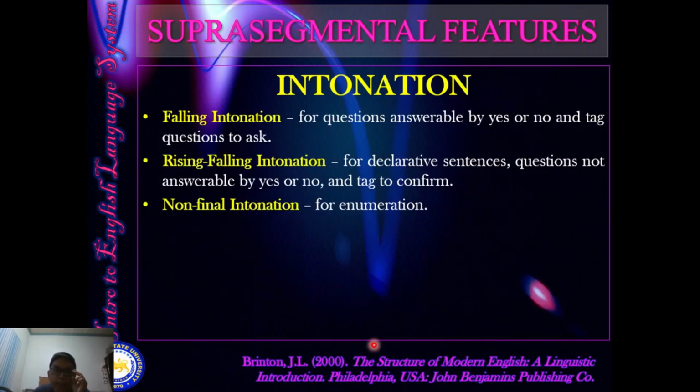Now, we have the falling intonation, the rising falling intonation, and the non-final intonation. For the falling, it's for questions answerable by yes or no, and tag questions to ask. But the rising falling intonation is for declarative sentences, questions not answerable by yes or no, and tag to confirm. And finally, non-final intonation would be for enumeration, or when you are enumerating items.